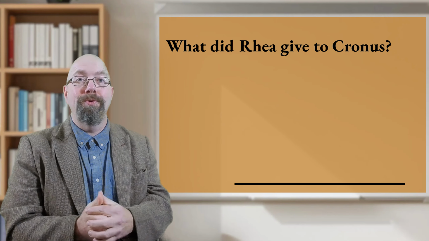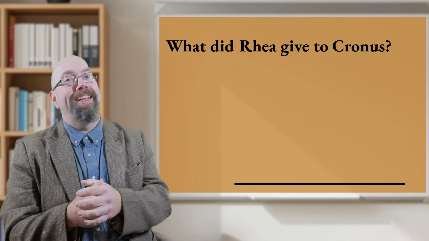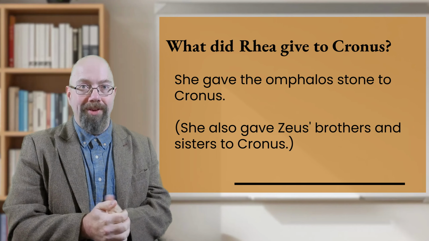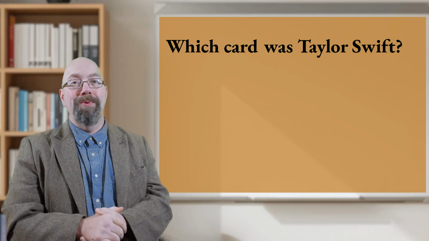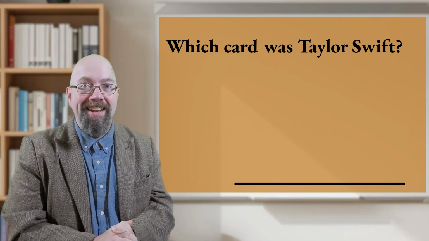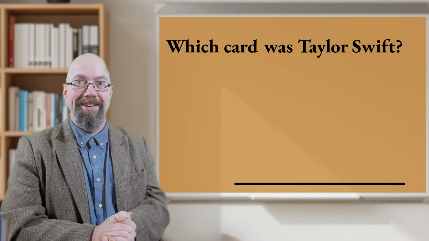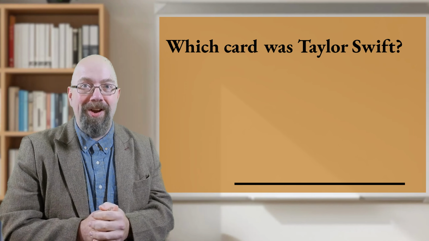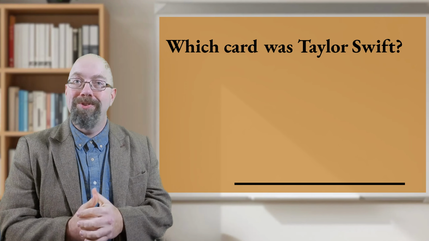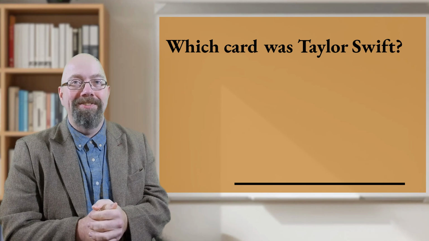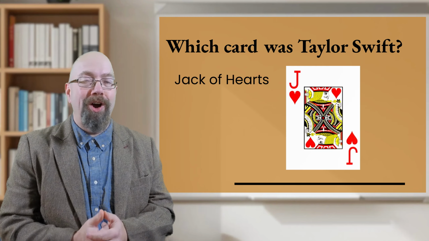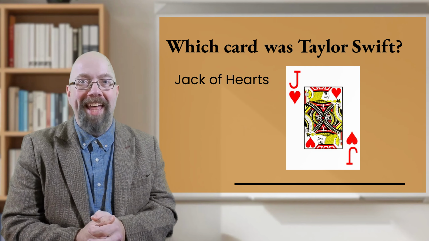Now let's move on to some more fun questions. What did Rhea give to Cronus? That's right. She gave the Omphalos stone to Cronus. Which card was Taylor Swift? I'll be honest, I don't remember which card was Taylor Swift. If you can remember which card was Taylor Swift, maybe you should memorize a deck of playing cards. Taylor Swift was the Jack of Hearts. Good job if you remember that.